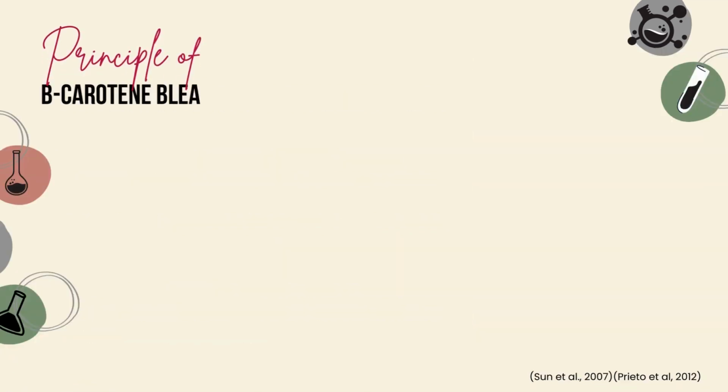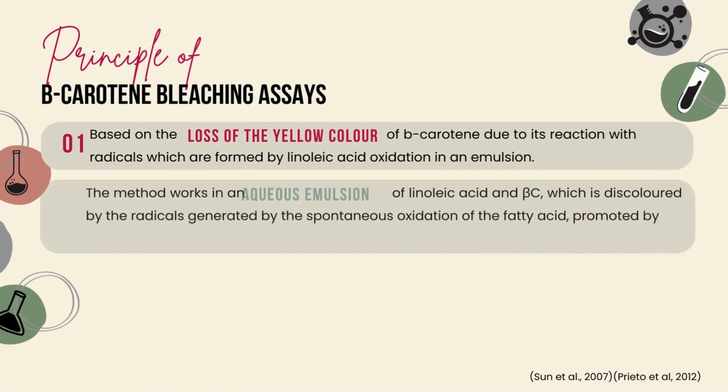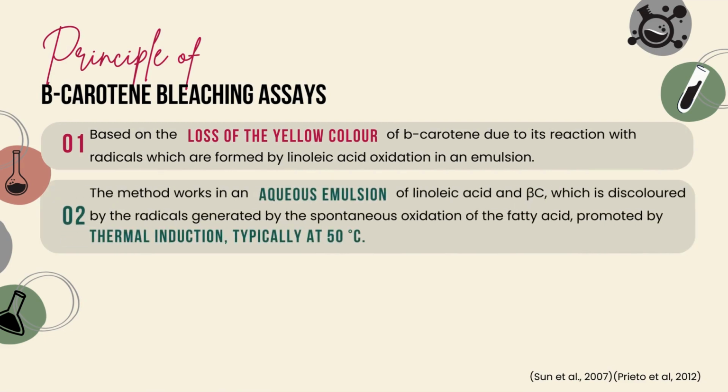Moving on to the principle of beta-carotene bleaching assays. First, it is based on the loss of the yellow color of beta-carotene due to its reaction with radicals which are formed by linoleic acid oxidation in an emulsion. Second, the method works in an aqueous emulsion of linoleic acid and beta-carotene, which is colored by the radicals generated by the spontaneous oxidation of the fatty acid promoted by thermal induction, typically at 50 degrees Celsius.